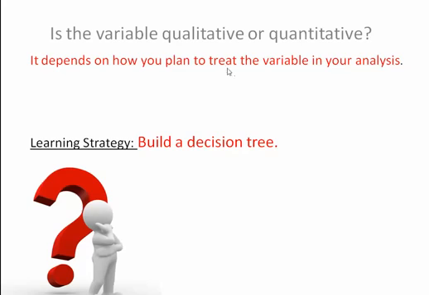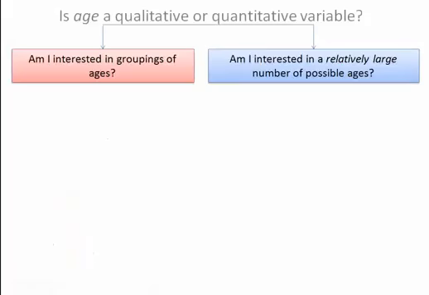The short answer that I have for you about determining whether a variable is qualitative or quantitative is to say that it's complicated. It's not as simple as just saying, does my variable have numbers? It really depends on how you plan to actually treat the variable in your analysis, and we'll take a look at that. So one of the variables that we've discussed is the variable of age.